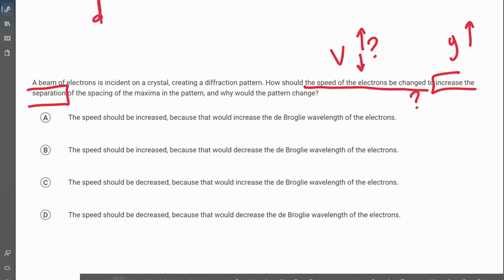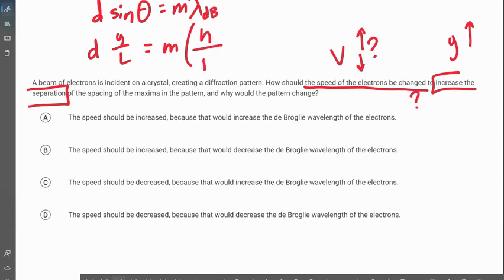All right, well, we set up the same exact scenario. D sine theta equals m lambda, but we can plug that in and say dy over L is m, and then lambda, this is the de Broglie wavelength, so h over p, momentum. This is just the order, so we don't have to worry about this M. Length, that doesn't change between the slit and the screen. H, that's the same. Crystal means D stays the same because of that crystal.